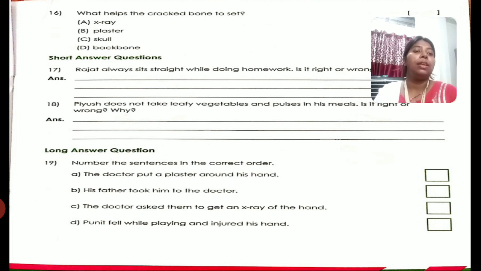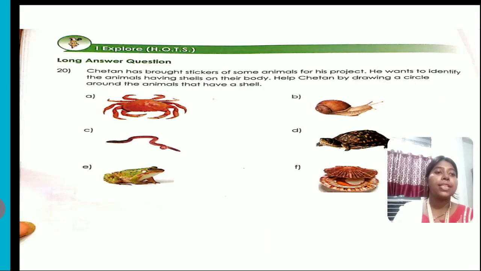Understood? Okay. Now we will move to the last page. Chetan has bought stickers of some animals for his project. He wants to identify the animals having shells on their body. Help Chetan by drawing a circle around the animals that have a shell. You have to circle the animals that have a shell on their body.